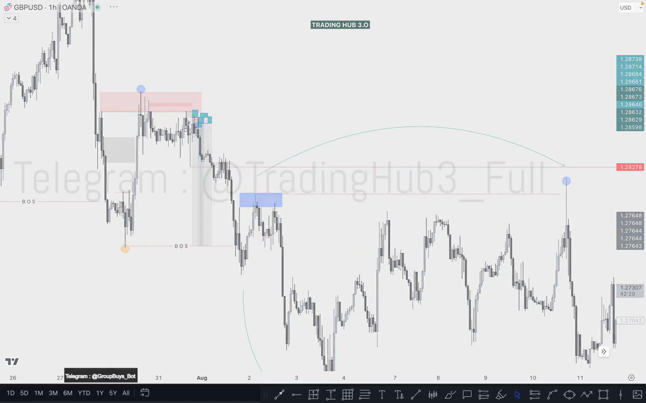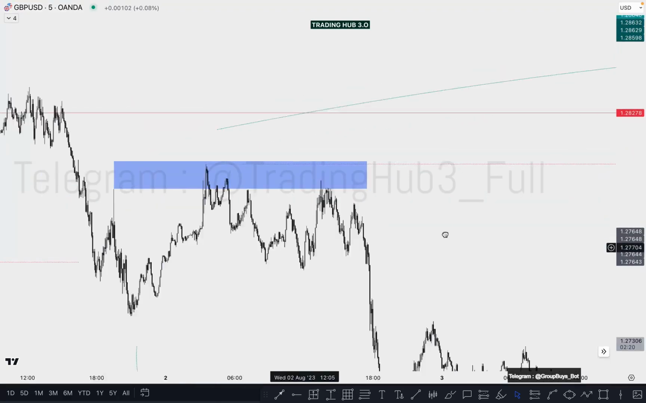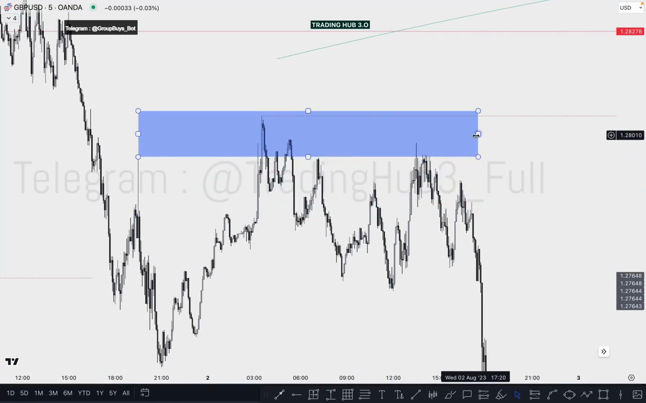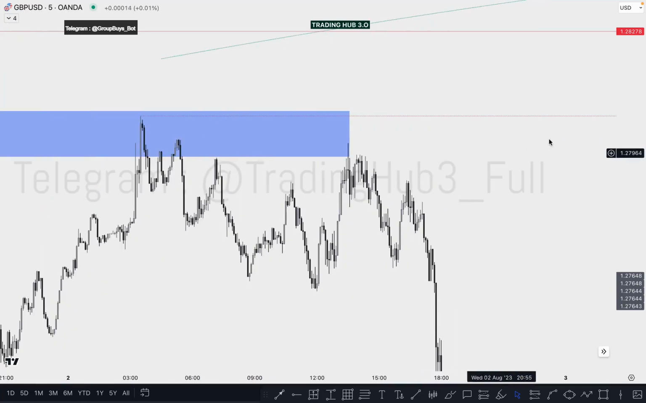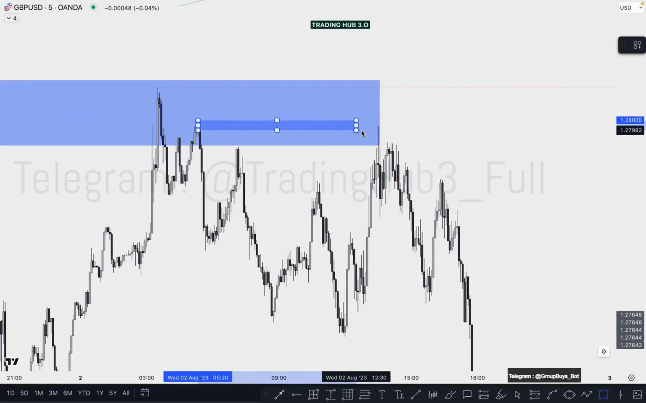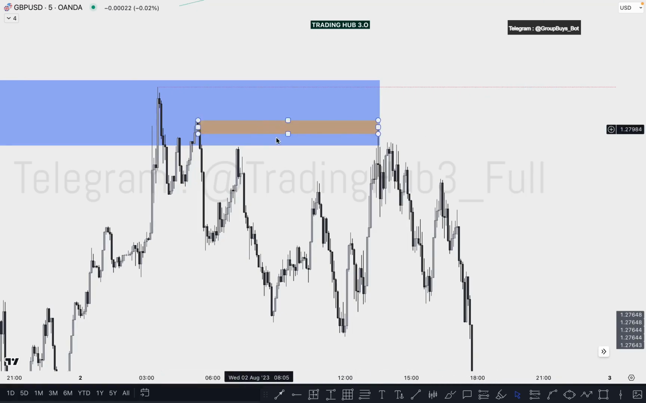Okay, now I'm going to show you one more thing. Look at this one picture here very carefully. Look at this one. What happened here? This was our hidden supply zone right here. Okay, price stepped here, mitigated this point, and then what happened here? Look at this one carefully. This was our unmitigated order block at this point right here. This was our unmitigated order block at this point, and then what happened here?